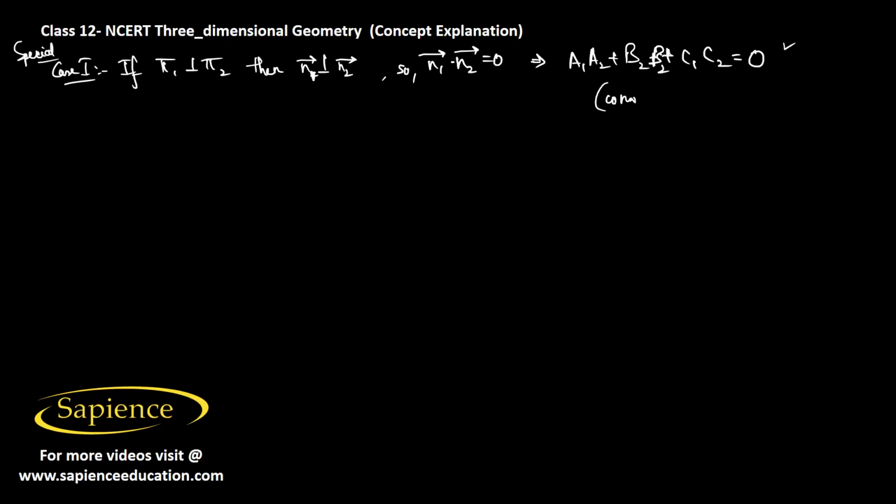So this is the condition, and this also is the required condition in the Cartesian form for the planes pi1 and pi2 to be perpendicular to each other.